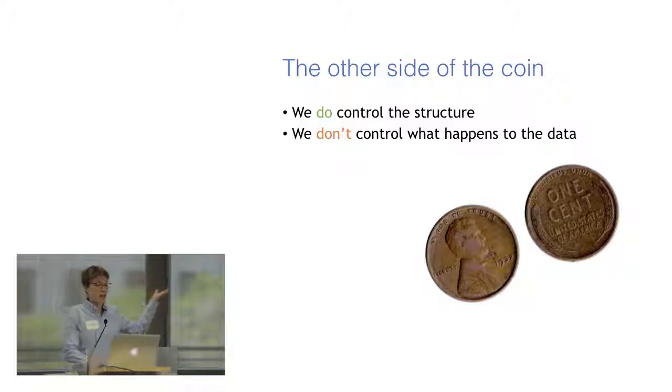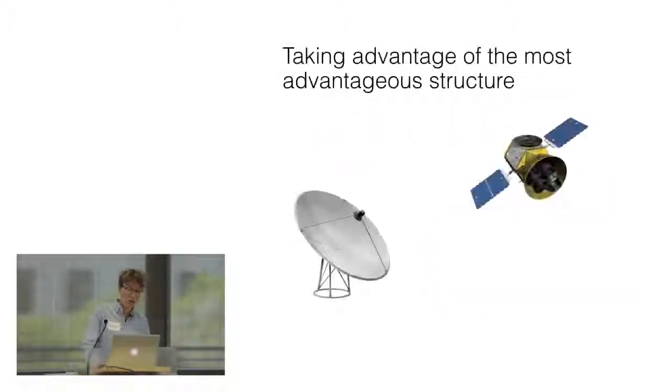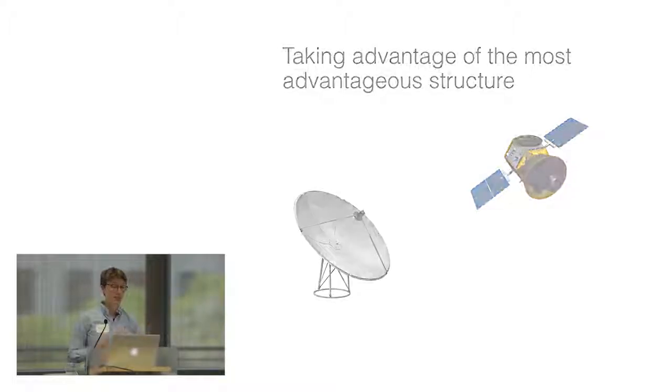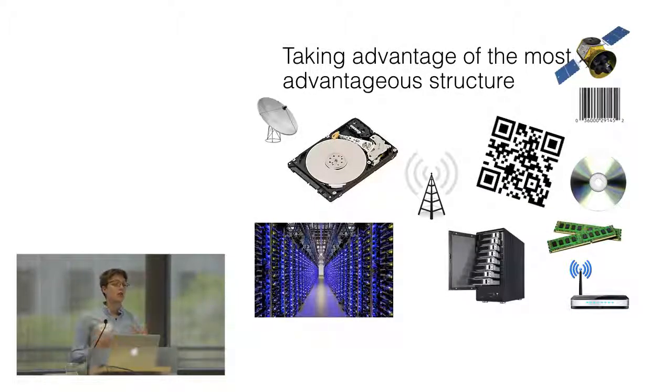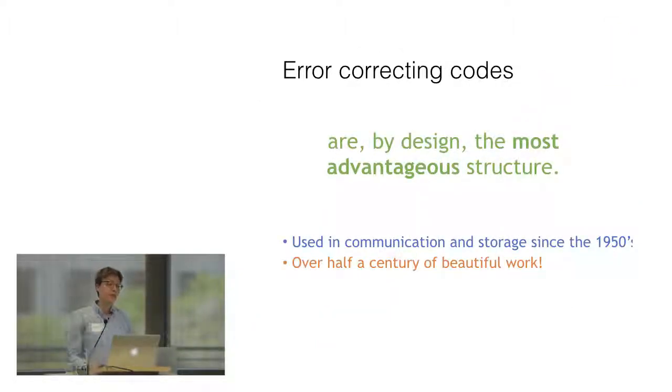Well, this actually comes up a lot, for example, in communication and storage. Imagine that I'm a satellite, and I want to send some data to a satellite dish. This is going to go through the inky blackness of space, and something terrible is going to happen to it, and I have no control over that. But what I do have control over is how I choose to encode this data. And this comes up not just in communication, but basically anywhere you get to control how you represent your data, and then you release it into the world, and something might happen to it. This is where error-correcting codes come in. Error-correcting codes, to give an informal definition, are by design the most advantageous structure you could come up with for a situation like this.